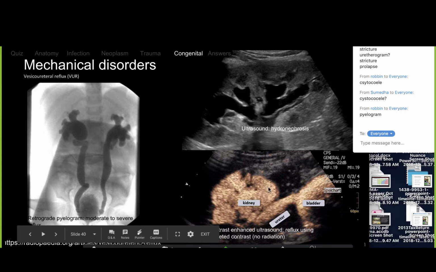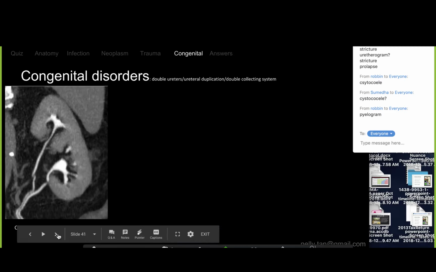So we can do that now with ultrasound, and that's what we have here. Here's a kidney, and the contrast is coming down the collecting system and into the bladder. So here you can diagnose reflux using contrast-enhanced ultrasound. And where I am, this is how they're now doing it over the VCUG, because this has no radiation, right? You want to spare radiation for the children if possible.